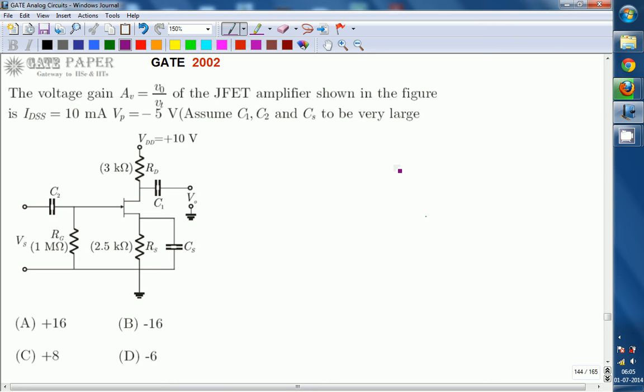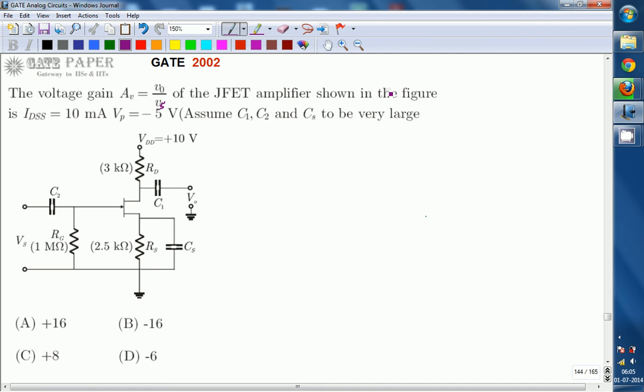The voltage gain AV, V0 by Vs, of the JFET amplifier shown in the figure is, if IDSS is 10 milliamperes and Vp is minus 5 volts. Assume C1, C2, Cs are very large. So we are going to calculate the voltage gain of the given circuit, whether it is plus 16, minus 16, plus 8, or minus 6.